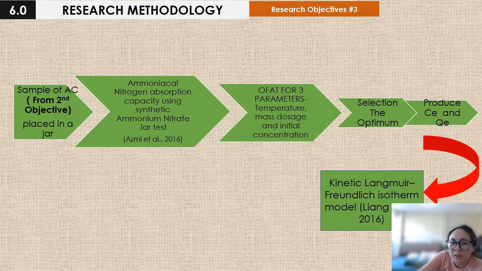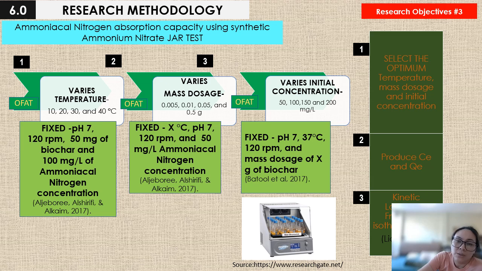And our third objective is to produce kinetic and Langmuir-Freundlich isotherm modeling from the three suggested parameters, where we vary the temperature, mass dosage, and initial concentration. In this methodology, we use a jar test where you fix the pH at 7, 120 rpm, 50 milligram of biochar, and 100 milligram of ammonium nitrogen concentration, and vary the temperature, mass dosage, and initial concentration for this reaction.